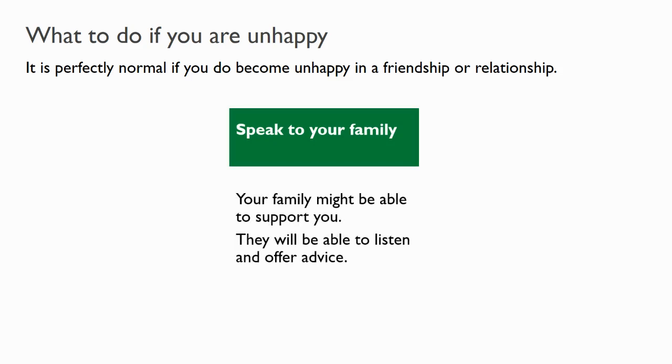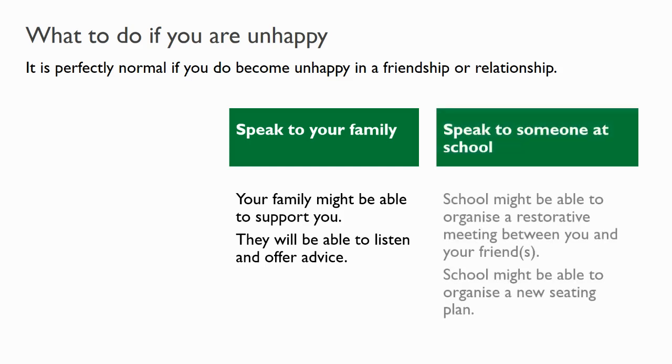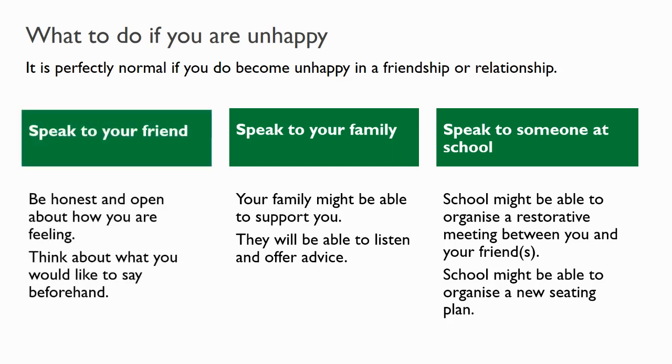But what you could do is speak to your family. Your family might be able to support you. They'll be able to listen and offer advice. You could also speak to someone at school. School might be able to organise a restorative meeting between you and your friend or friends, and they will organise a new seating plan potentially in your classes. You could speak to your friend. Be honest and open about how you are feeling, and think about what you would like to say beforehand. And again, think about how I said earlier, sometimes it's important to be honest, but it's also important to think about the way that we say that and how our manner and the time that we do that will help resolve the situation.